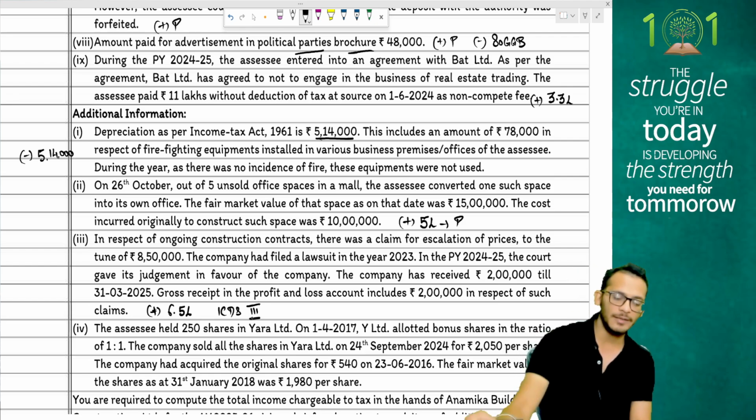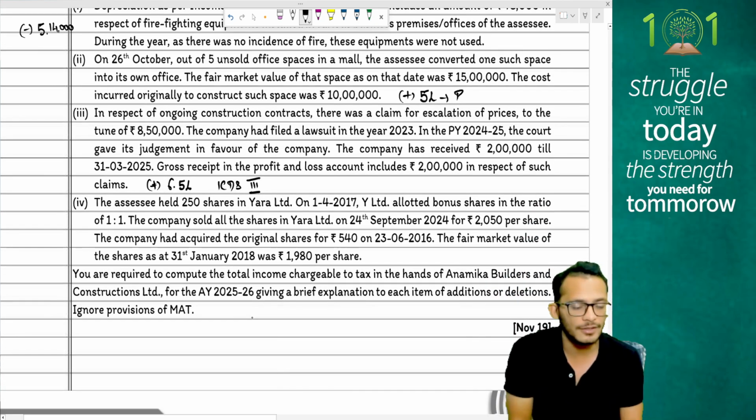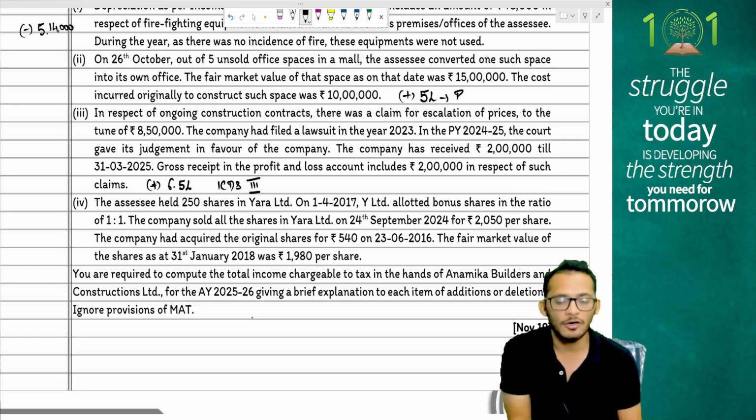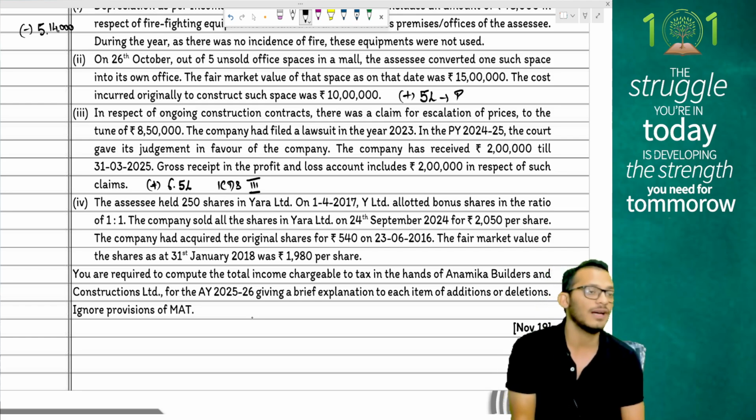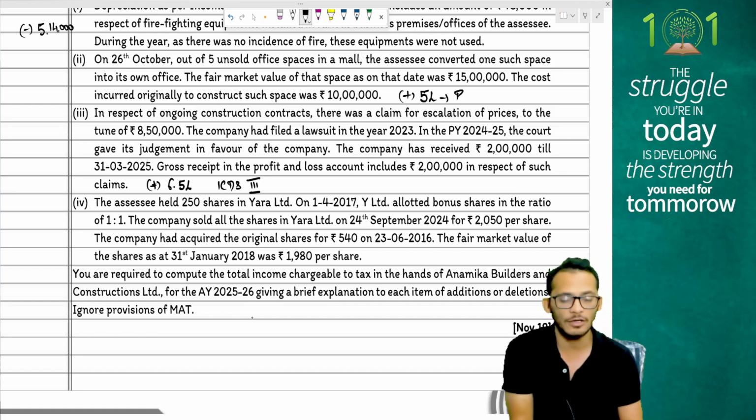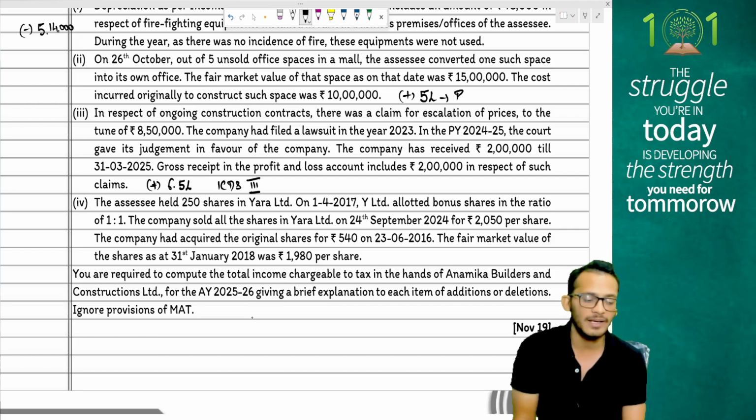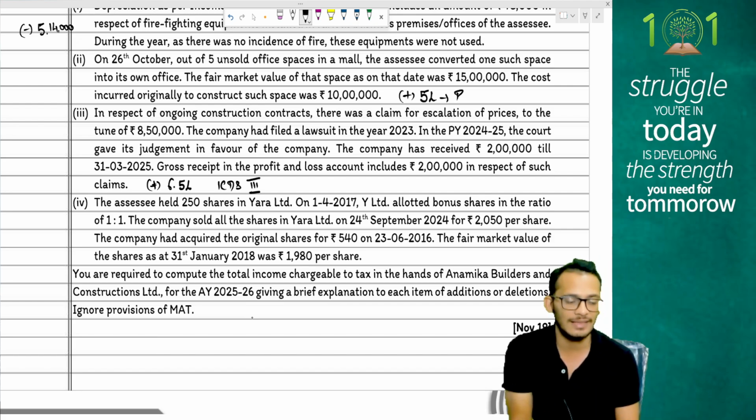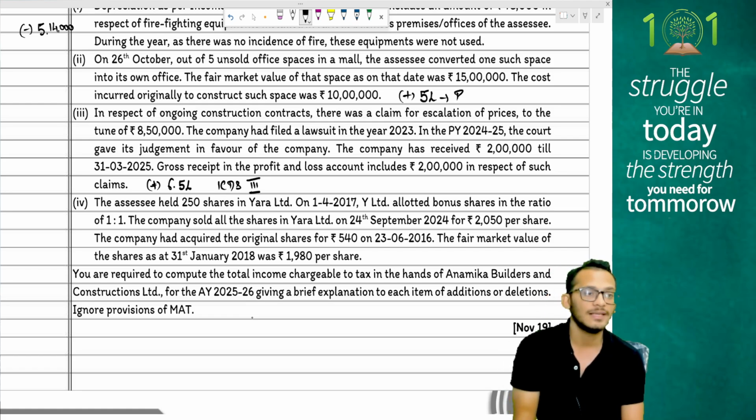Last line, people, it says the associate has held 250 shares in Yara Limited. On 1st April 2017, Yara allotted bonus shares in the ratio of 1:1. So I was holding shares in Yara Limited, and the company allotted me a 1:1 bonus in 2017. The company has sold all these shares on 24th September 24 for 2050 per share. The company had acquired the original shares for 540 in 2016. Fair market value of the shares on 31st January is given as 1980 per share.